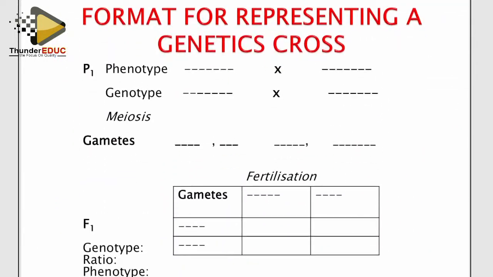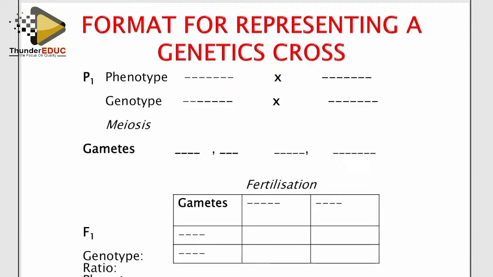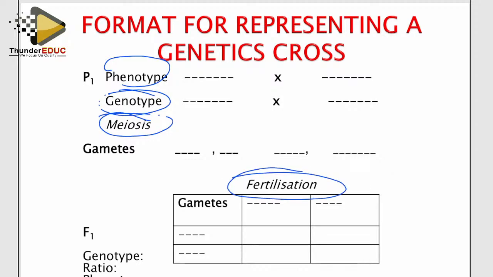Terminologies, you need to do that. When it comes to the format of writing a genetic cross, you must write phenotype, genotype, meiosis, fertilization. They need to be in the corresponding position. Is it clear?